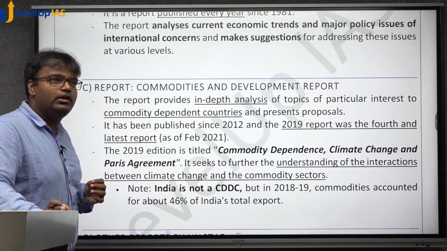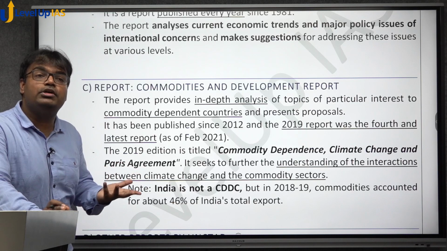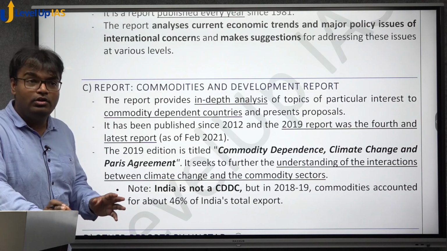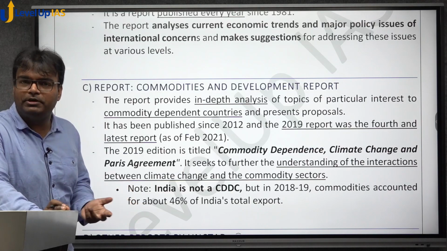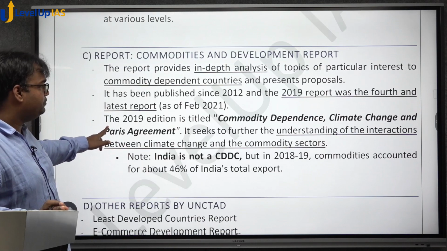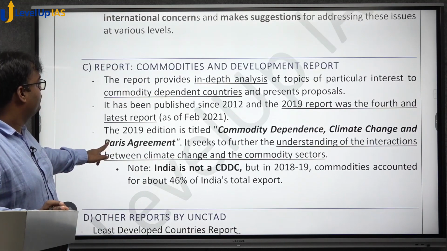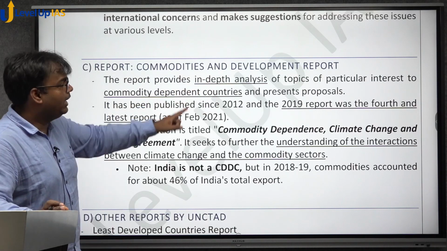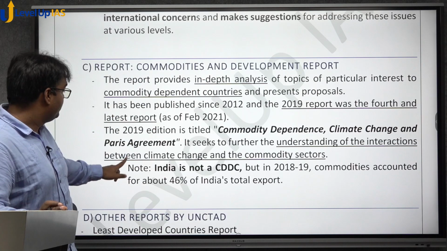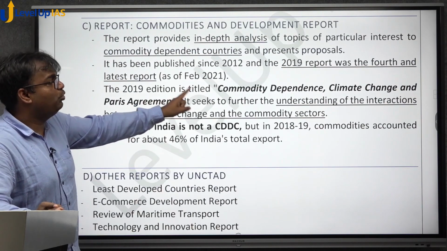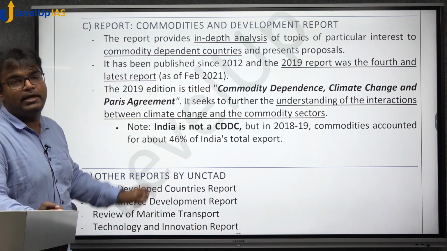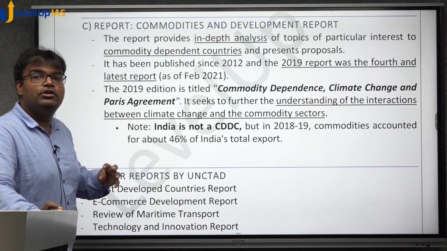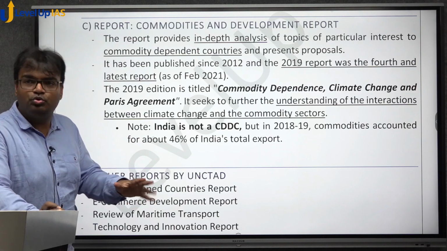This report basically studies those countries which are very much commodity dependent. Like Venezuela, it is dependent a lot on export of oil. It's a commodity dependent country. So here you will see in-depth analysis of topics of particular interest to commodity dependent countries and present proposals. So the 2019 report was talking about commodity dependence, climate change and Paris Agreement. Okay, here how climate change will impact countries which are commodity dependent, those kind of things were there.